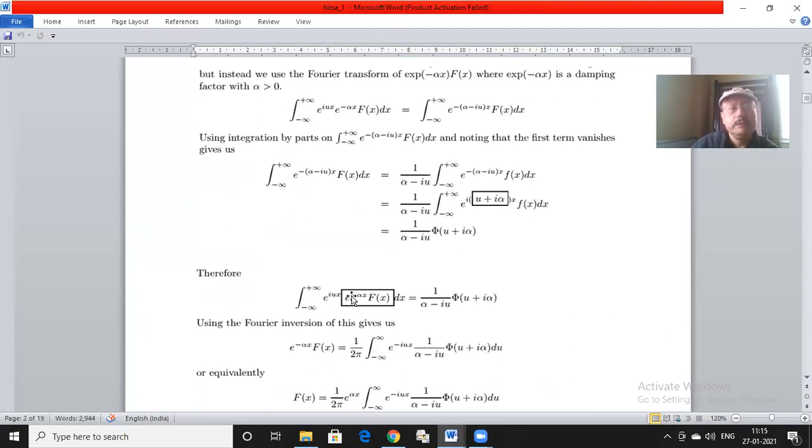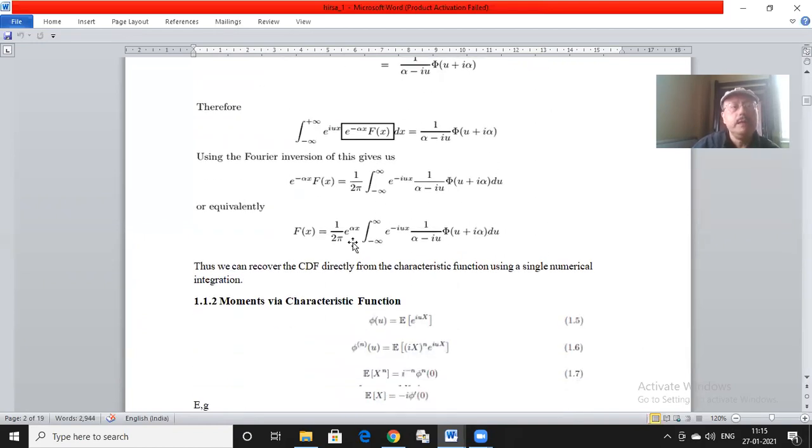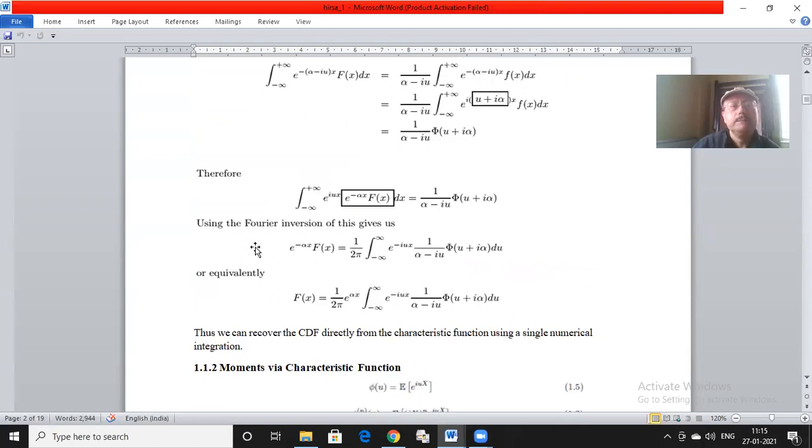So what is the advantage? The advantage is, I will use this relation here, because this is what I got: that the integral of e to the power iux, e to the power minus alpha x, fx is actually equal to this thing. I will use this in the Fourier inversion, because the Fourier inversion is supposed to recover the function inside.